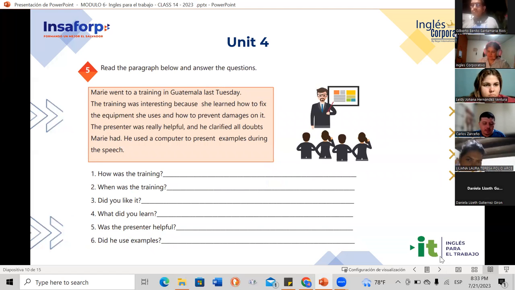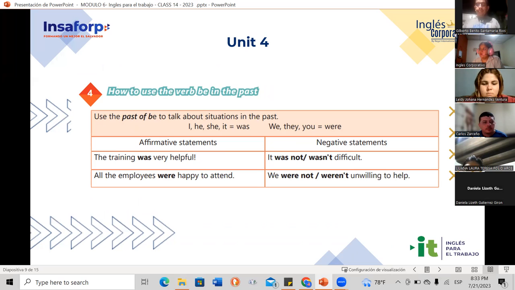Sure. Yes, Carlos. In which case do I use was and were? Which cases? When you are speaking about the past tense, but keep in mind that we use I, he, she, it with was, okay? Always will be this, was. And the other three pronouns, we, they, you, were. Okay, but the training is like an it, maybe. The training was, that is it. The training was very helpful. Mm-hmm. All employees is they. They. Thank you, teacher. All the employees were happy to attend. Okay.